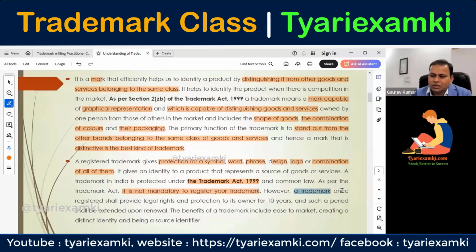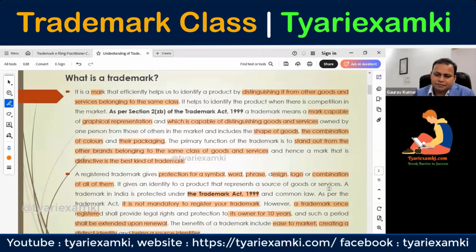However, a trademark once registered provides legal rights and protections to its owner for 10 years. So after getting your trademark registered, it is valid for 10 years, and after that you need to renew the trademark by paying the requisite fees. Such period shall be extended upon renewal. The benefits of a trademark include ease of marketing, creating a distinct identity, and being a source identifier.